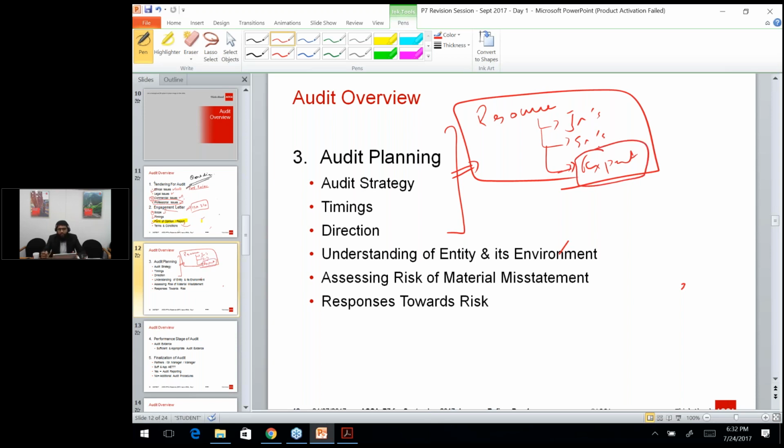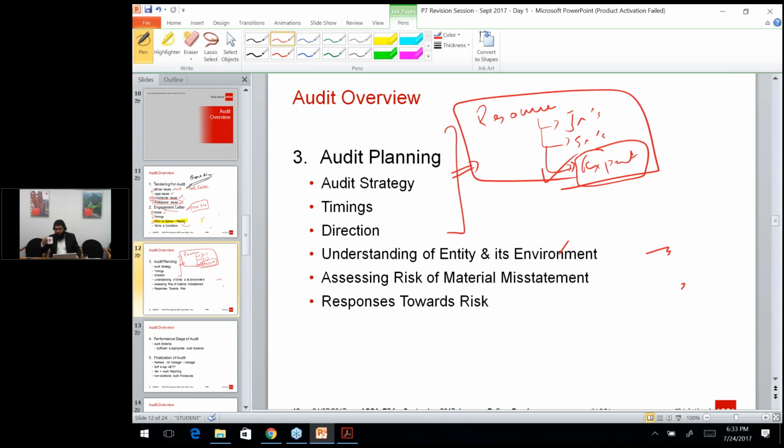Because there are at times audits where there is very technical work involved, and as an auditor, you cannot deal with those things. So it's always good to have an expert on board. You will have to see whether you can have an expert on board or not. This is also going to be one of the important things.